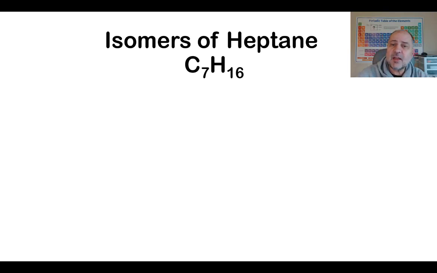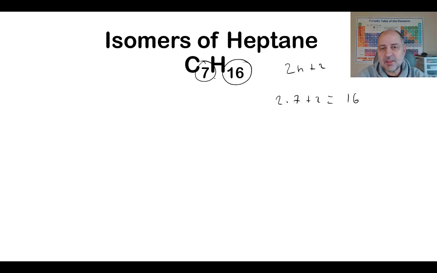And the way to do that is to use a formula, if you wish, 2n plus 2, where n is the number of carbons, right? So the number of carbons here is 7. 2 times 7 plus 2 equals 16. And since that number is 16, that means this is completely saturated.